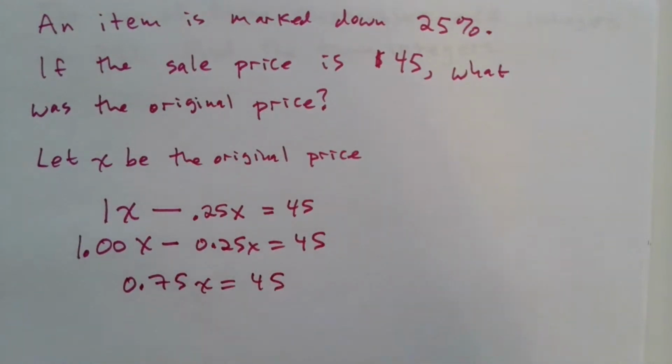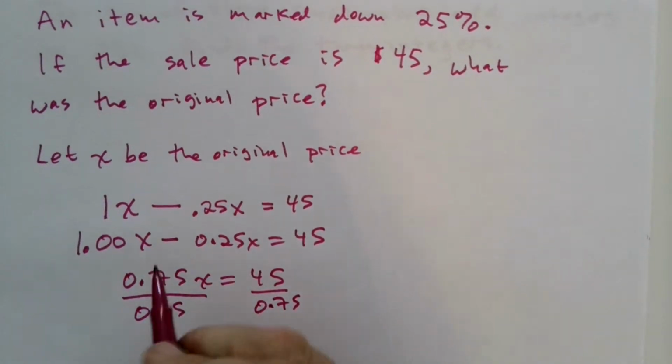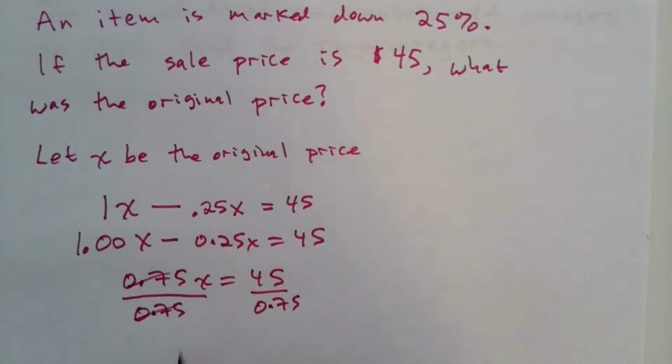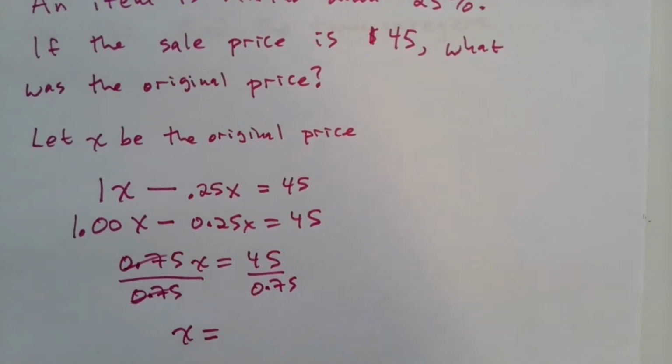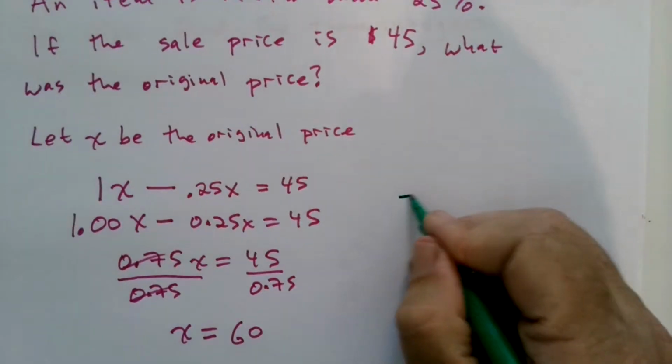0.75x equals $45. And we're going to divide both sides by 0.75. So 0.75 over 0.75, 1 over 1, that's 1x. 45 divided by 0.75 gives me 60. So the question asks me what was the original price, and I will write the original price was $60.